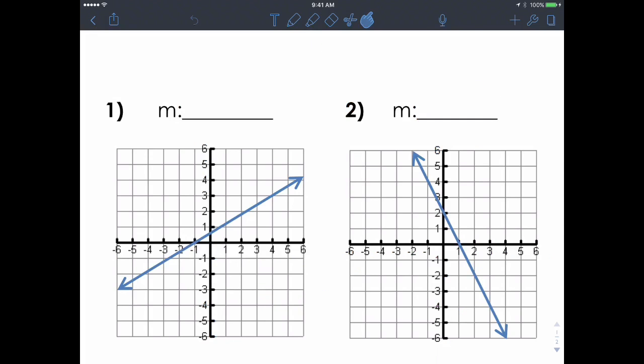Alright, now for these problems over here, what you need to do is look at the slope. You can pick any points on these lines. Remember, it's better to go left to right, and it's better to pick points that are close to each other. Okay, go ahead and do that right now.